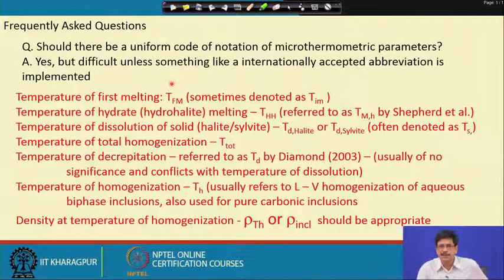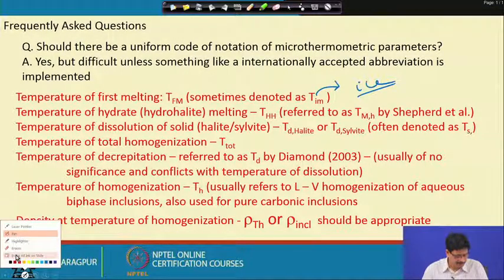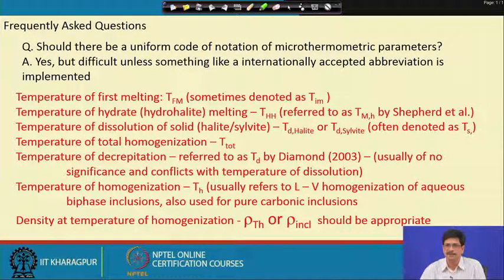Most of the notations that I have made during the course of this discussion are based on the book of Shepherd, Rankin and Alderton, A Practical Guide to Fluid Inclusions, where the different types of phase changes and the temperatures corresponding to the phase changes have been referred to. For example, the temperature of first melting is represented as TFM, and sometimes you will find that this particular temperature is referred to as TIM, and that seems to be a little problematic, because I could also stand for ice. Therefore, representing the temperature of first melting as TFM will be much more logical than referring to that temperature as TIM.